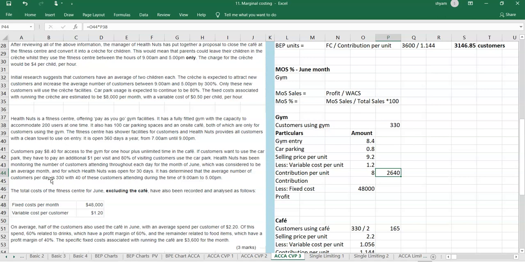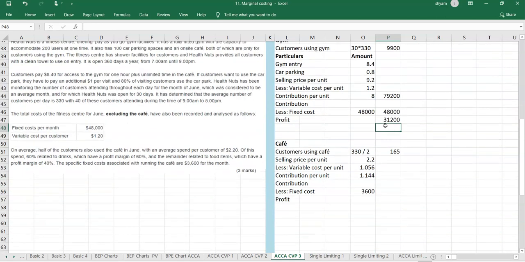Okay, so 330 customers are per day. So how many customers are coming in a month? So we have to see how many days it is open. It is open for 30 days. So we can't take 330. We have to take 30 into 330. So these are the total number of customers. So it would be 9,900 into this. So this is the total number of contribution. This is a fixed cost and this is the profit. So we got the profit for gym.